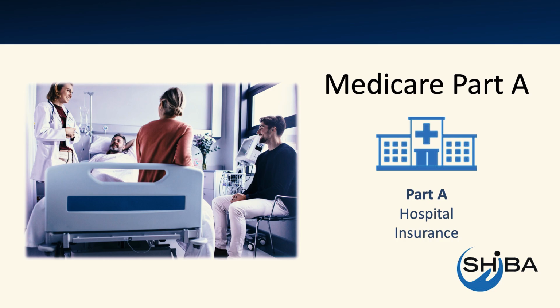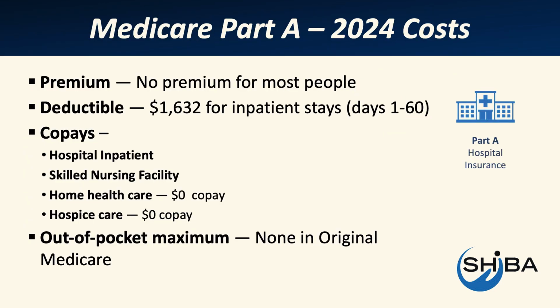It does not cover private duty nursing, private rooms, televisions or phones if the hospital charges separately for them, personal care items like razors or slipper socks, or custodial care, which is non-skilled care in a nursing home. Most people do not pay a premium for Part A. There is a deductible for Part A, as seen here.